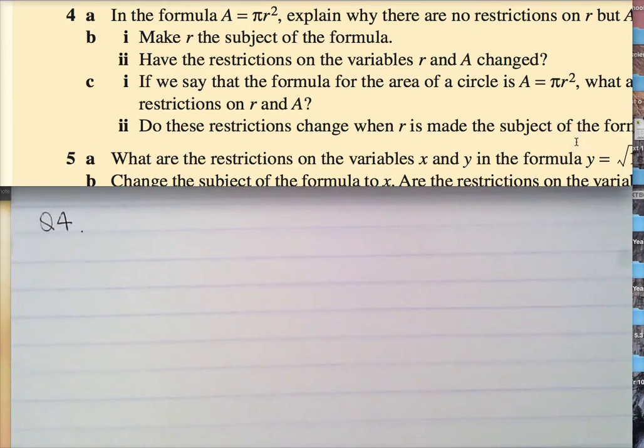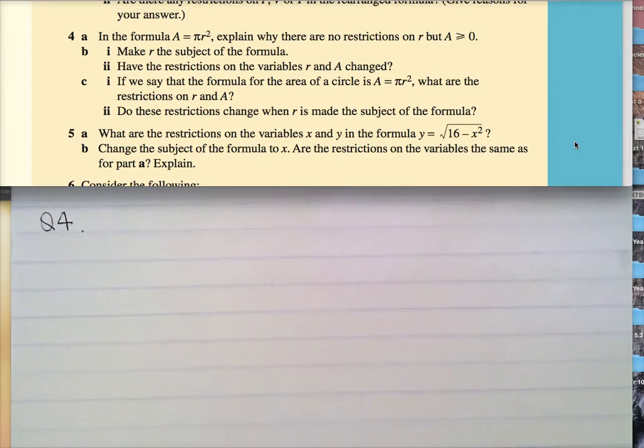Girls, now the question, this is restrictions on variables. We've just gone to another textbook, the New Century textbook, chapter 4, page 138. You've all been sent this in an email. Question 4 says: in the formula area equals pi r squared, explain why there are no restrictions on r.